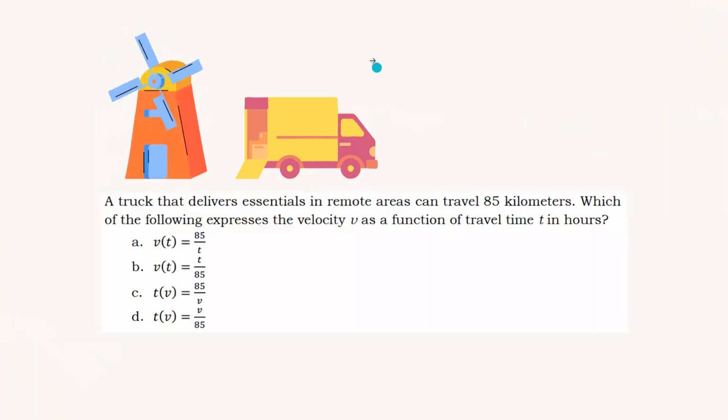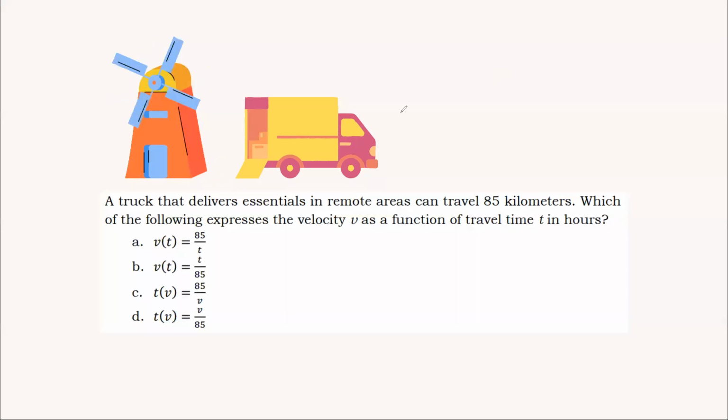So let's try to take a look at this problem. There is a truck that delivers essential goods in remote areas that can travel 85 kilometers. Which of the following expresses the velocity v as a function of travel time t in hours? So, unsay mga given nato? So there is a truck delivering essential goods in remote areas and it can travel 85 kilometers. So this is our first given.